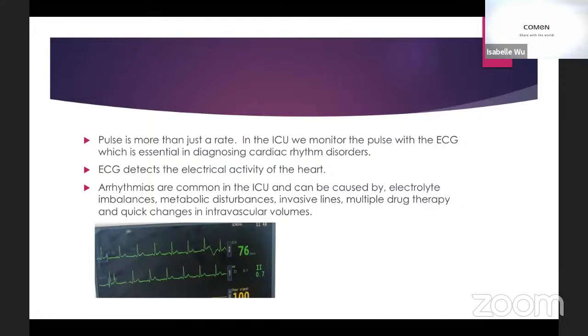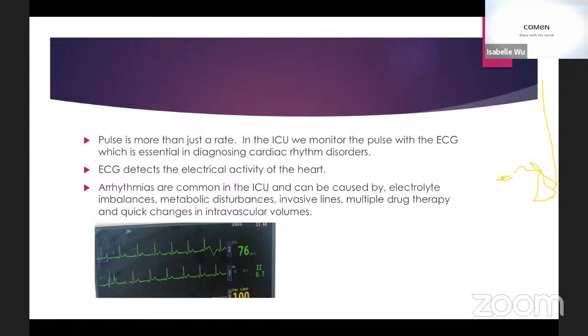What are the things that can cause arrhythmias? Anything, really. Electrolyte imbalances, metabolic disturbances, invasive lines, multiple drugs, and changes in intravascular volumes. These things can affect the patient's ECG.